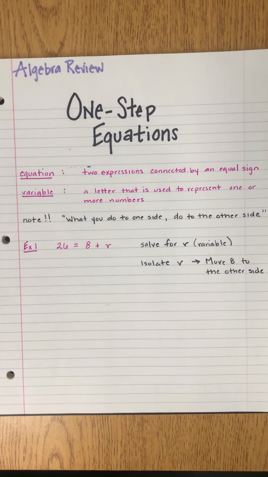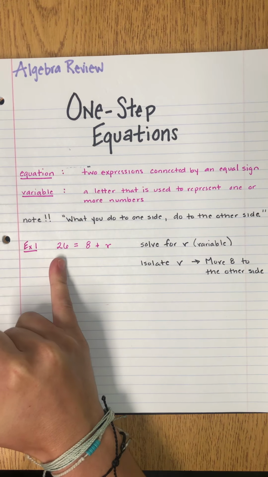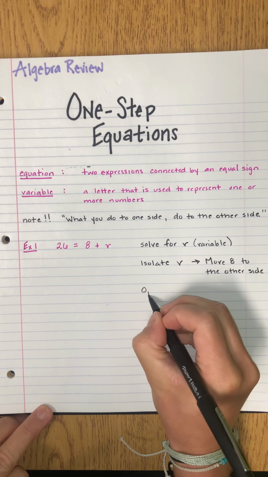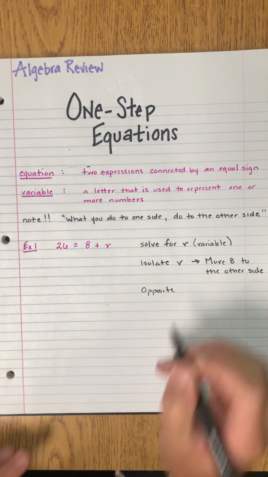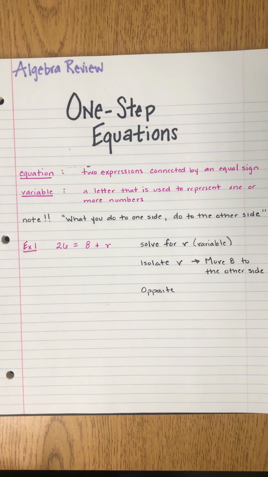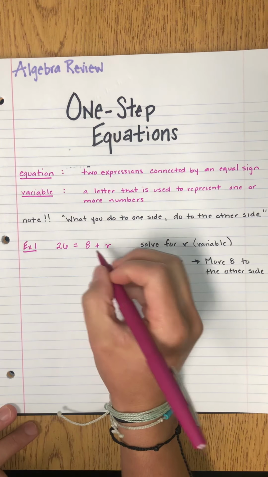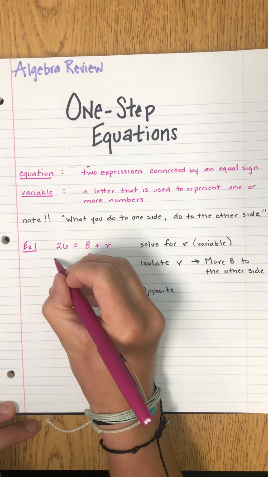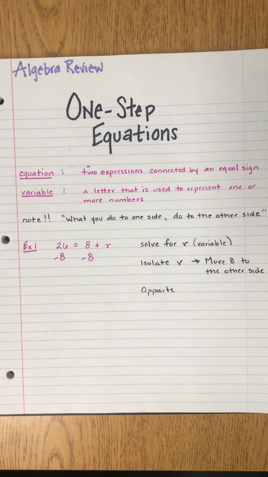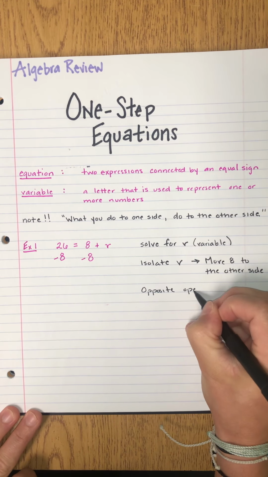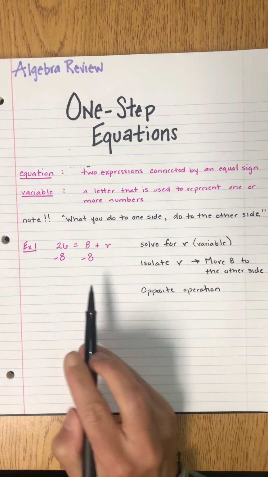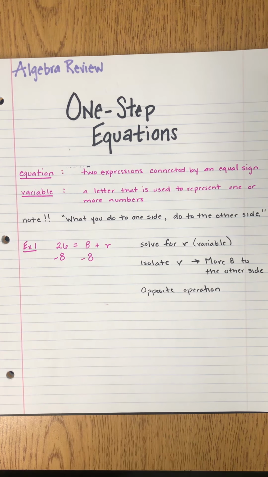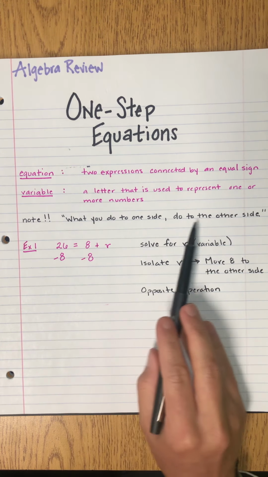So in order to move the 8 over to this side of the equal sign, we have to do the opposite operation. So the opposite operation, this is adding, so the opposite operation here is going to be subtracting. So we're going to subtract the 8 from this side and move it over to this side. So use the opposite operation. Subtract the 8 from this side, and we have to subtract the 8 from this side. Because remember, in one-step equations, what you do to one side, you have to do to the other.